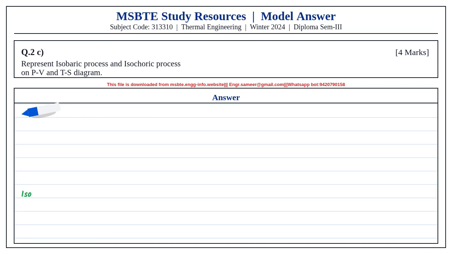Question 4D. Explain diesel cycle with PV and TS diagram. The PV and TS diagrams show the diesel cycle. The processes are: 1 to 2 is isentropic compression, 2 to 3 is constant pressure heat addition, 3 to 4 is isentropic expansion, and 4 to 1 is constant volume heat rejection.